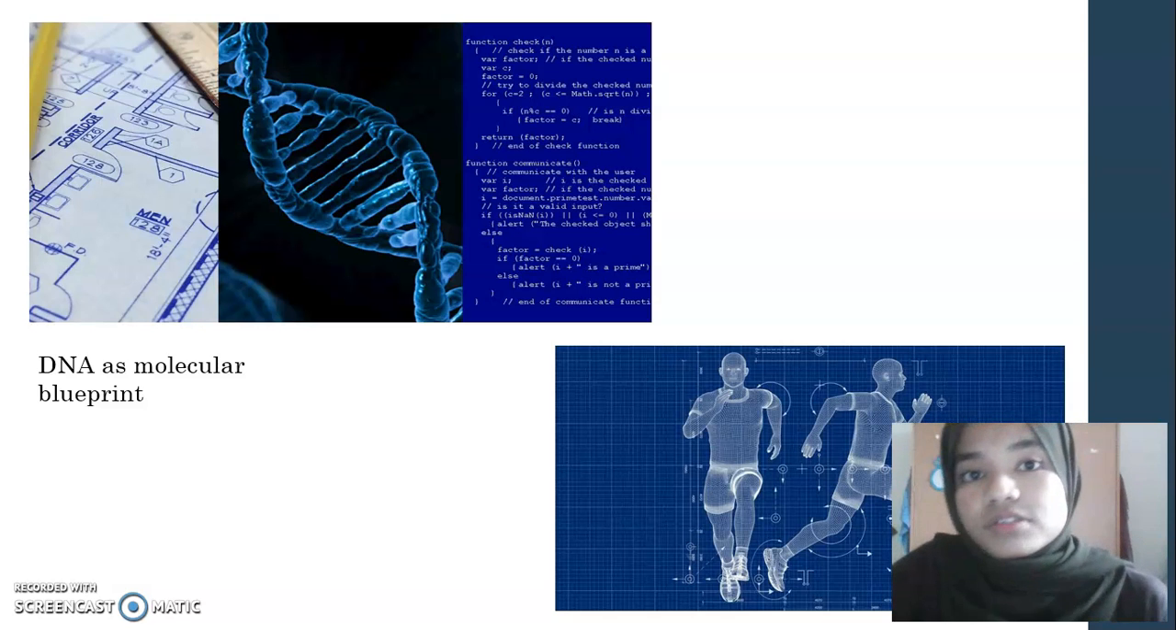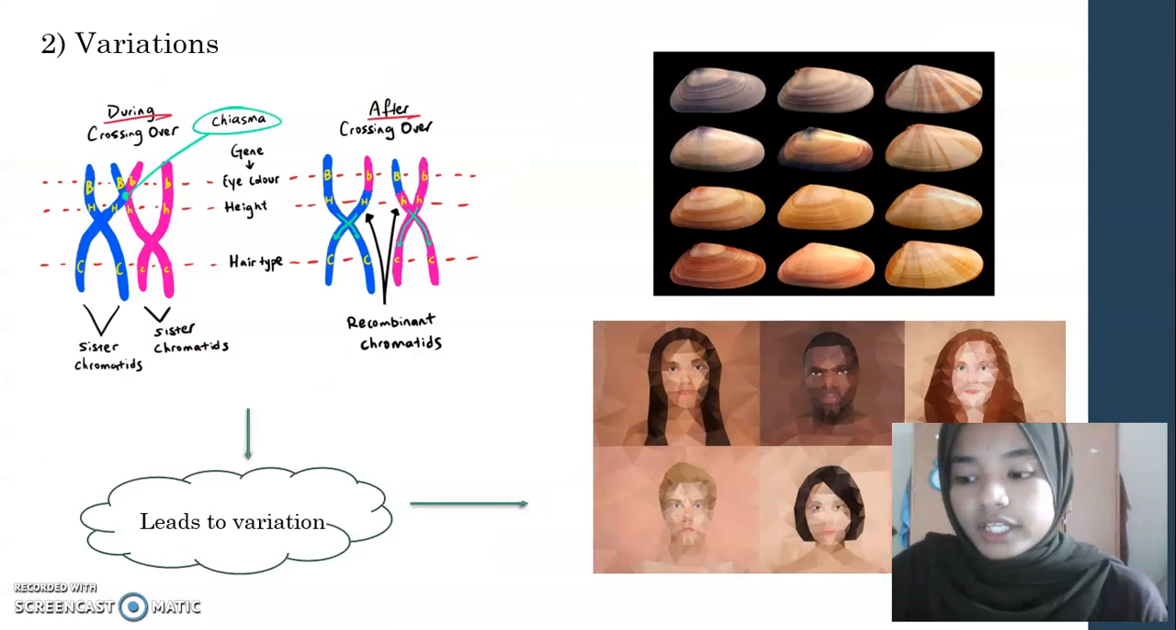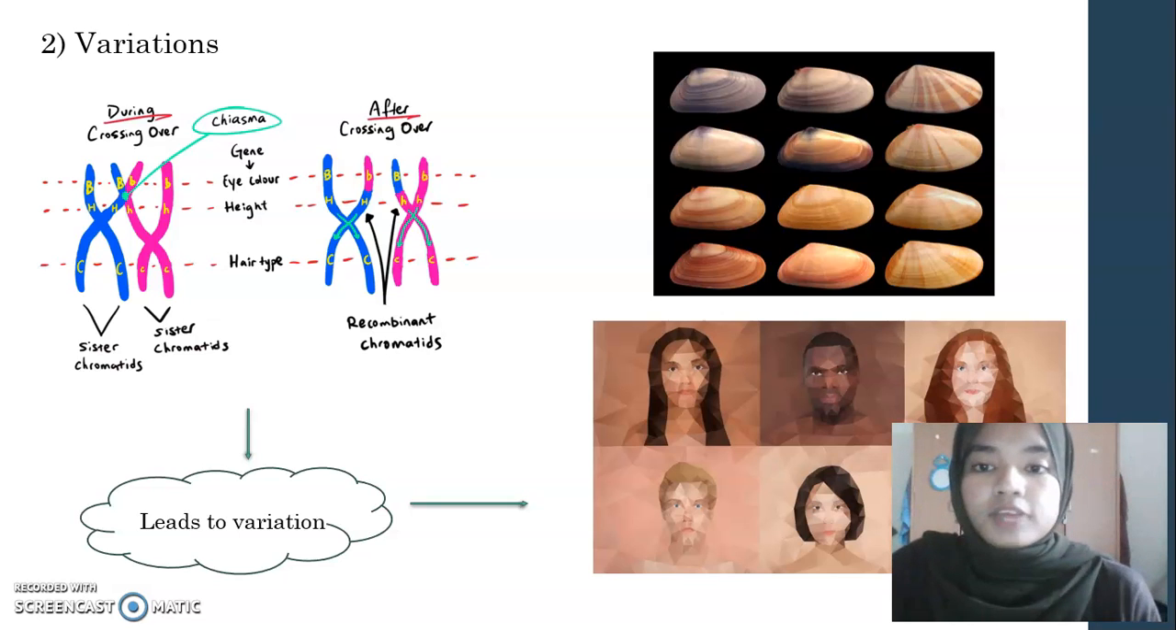Next, DNA is also important as it creates variations in a population and ultimately contributes to evolution. DNA undergoes recombination at meiosis and occasional mutation, which changes the nucleotide sequence. As you can see, there is crossing over between the chromosomes that leads to variations.